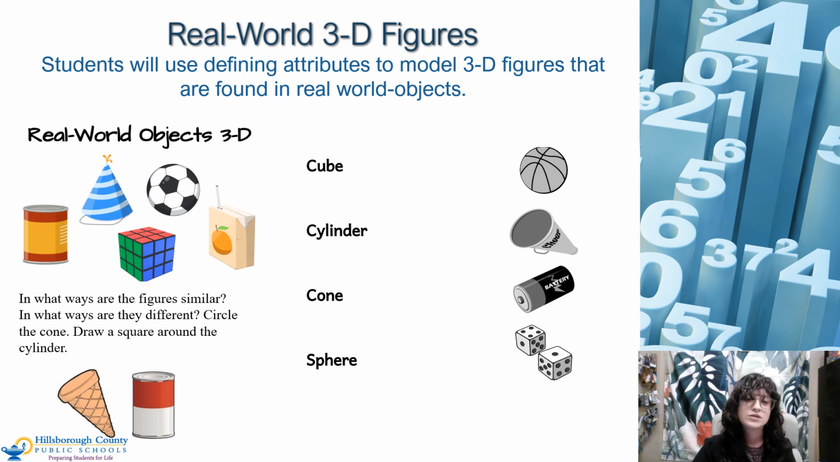We know that the figures are similar if we think about our defining attributes, because they both have a circular face. However, they're different because of the defining attributes of the cone having that apex or that point, and the cylinder having two circular faces. So we know they're different, and I'm also able to use those defining features to identify the cone as well as the cylinder.